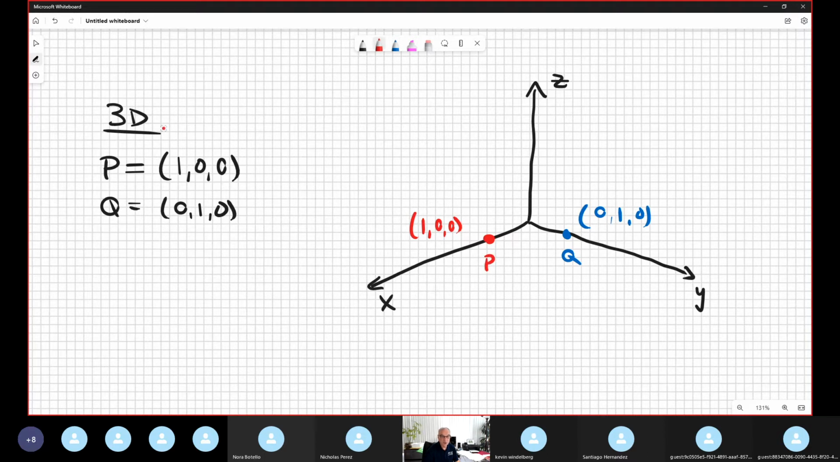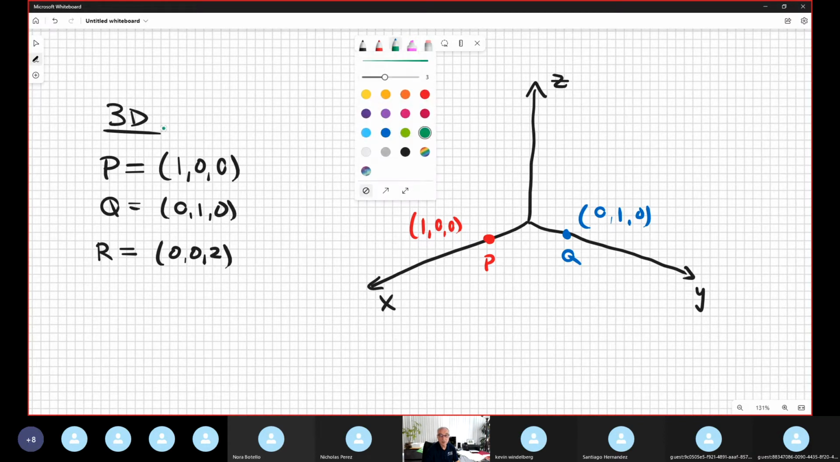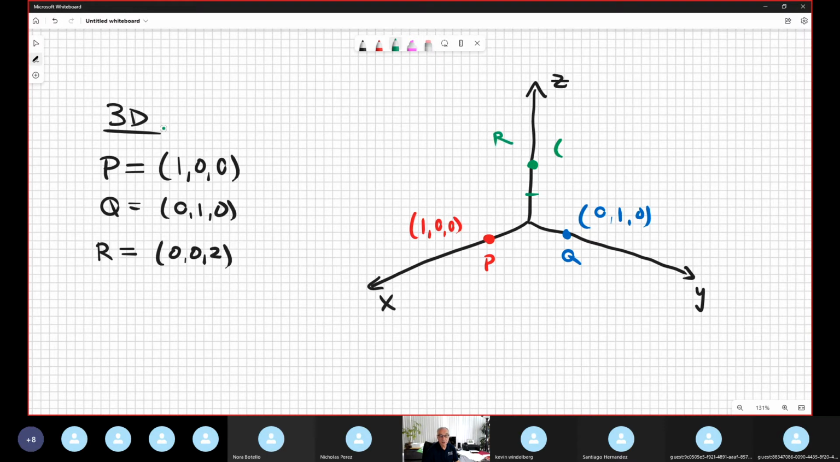And we have the third point to complicate your life. R, que es the point 0, 0, 2. Okay, entonces here. Let me use another color. Green maybe. 1, 2, here. Is a point R. Is a point 0, 0, 2. So far, everyone follows me?